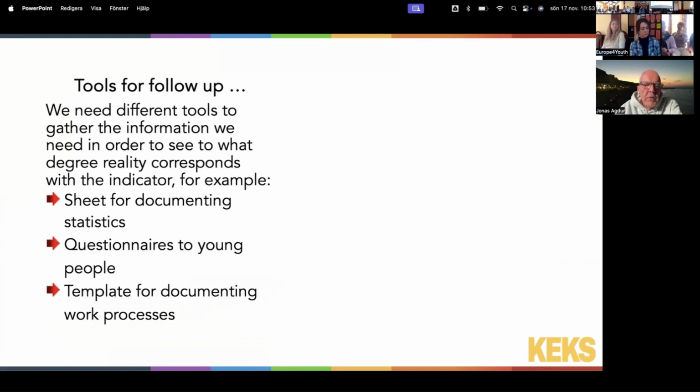And of course, templates for documenting work process, etc., is another kind of tool that you need to gather the information you need to use this information to improve youth work.